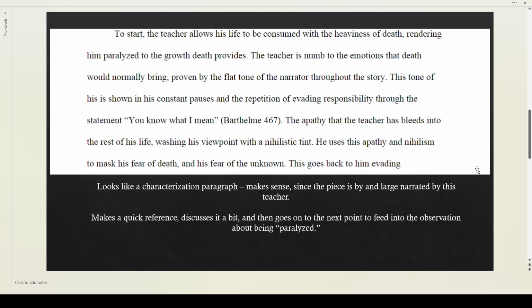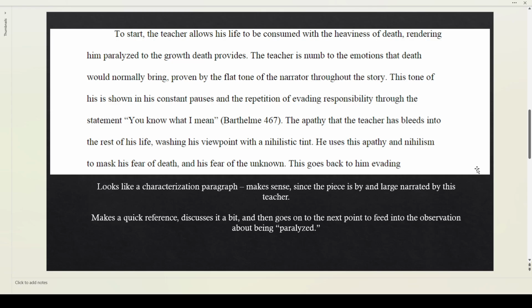Student says, to start, the teacher allows his life to be consumed with the heaviness of death, rendering him paralyzed to the growth death provides. And this is a really cool topic sentence because I think a more basic version of a topic sentence would be like, the teacher Edgar is characterized as blank, blank, blank. So this student just kind of gets right to the point.